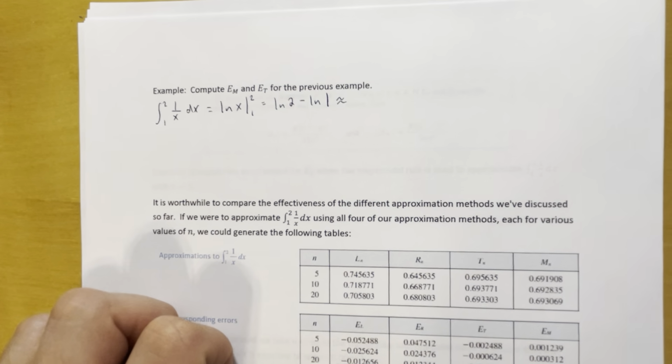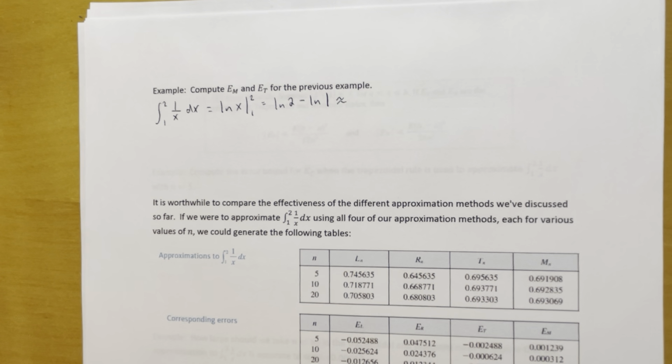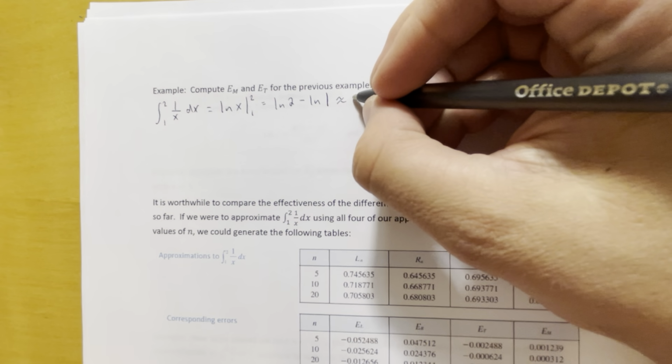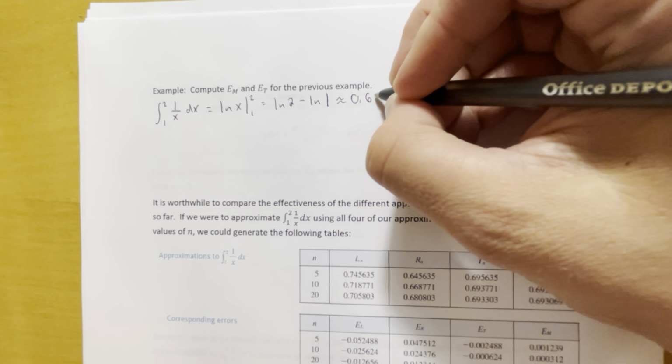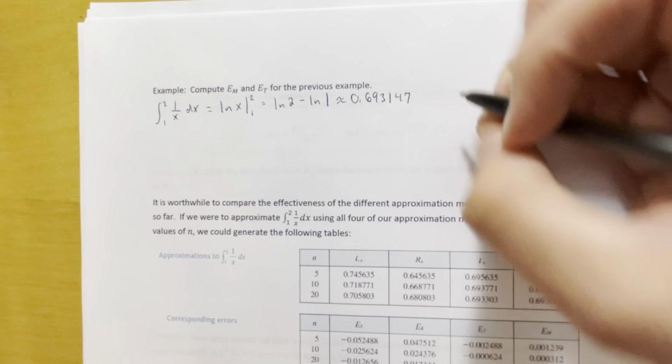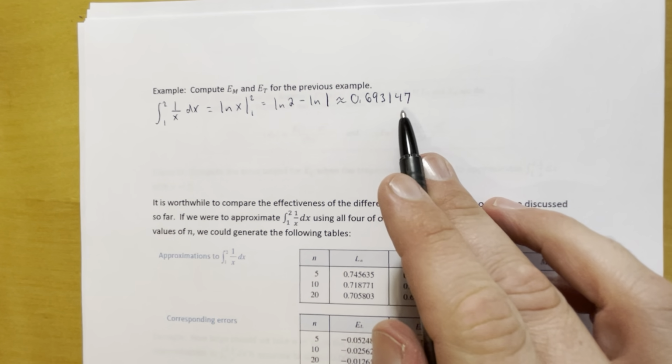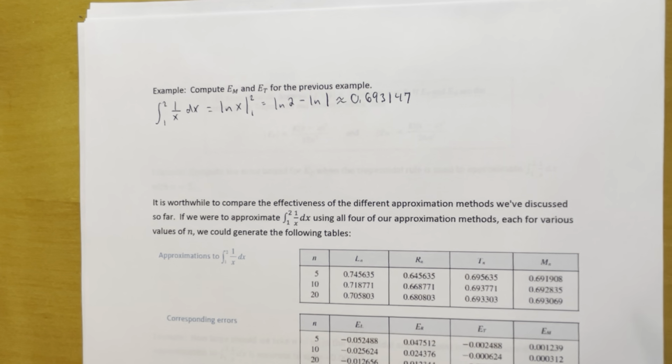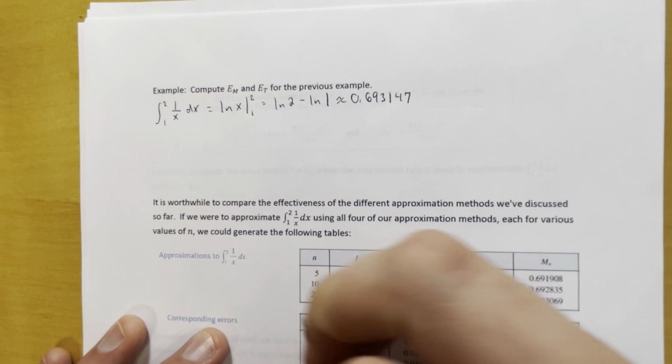But for the sake of comparison, let's put that in a calculator and figure out what the natural log of 2 actually is. So the natural log of 2 is approximately 0.693147. And you can see that this is pretty close to the two approximations that we just determined. But how close depends on what those error terms are.